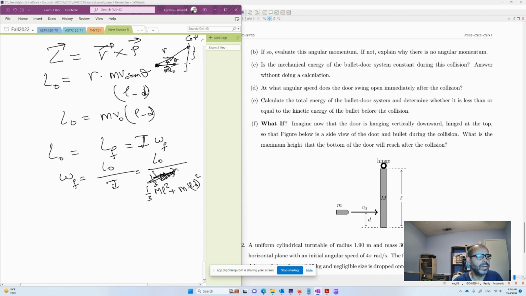Then calculate the total energy of the bullet after. We can calculate 1/2 of I omega squared, since we have I and we have omega. Remember, the door doesn't go up and down, and this is a horizontal view of the door, so there is no change in potential energy. The total energy change is equal to the change in kinetic energy only, which is 1/2 of I omega final squared minus 1/2 of m v naught squared. This is the mass of the bullet, velocity of the bullet squared, and you're going to find that this number is negative, so there are losses in the energy.